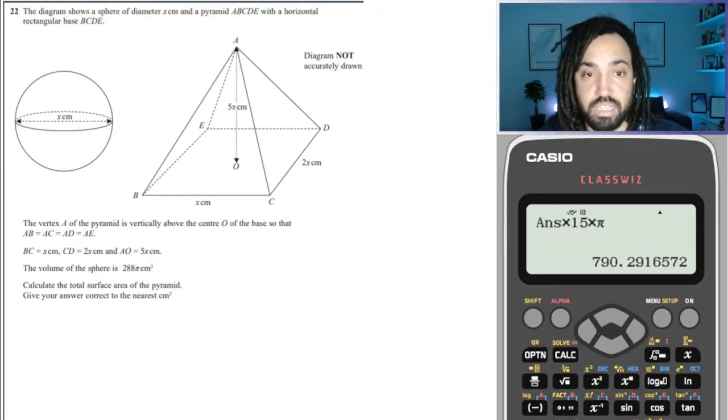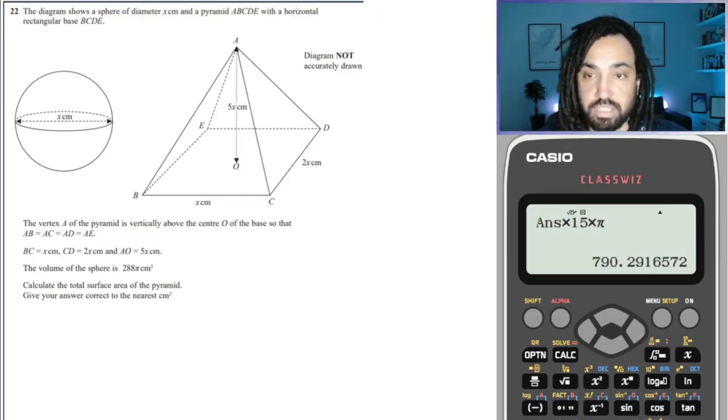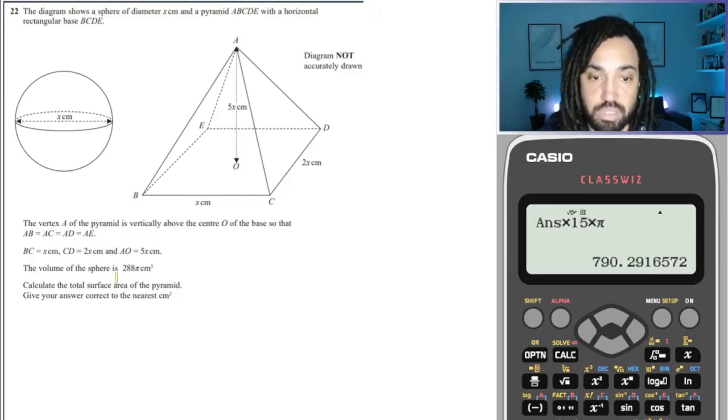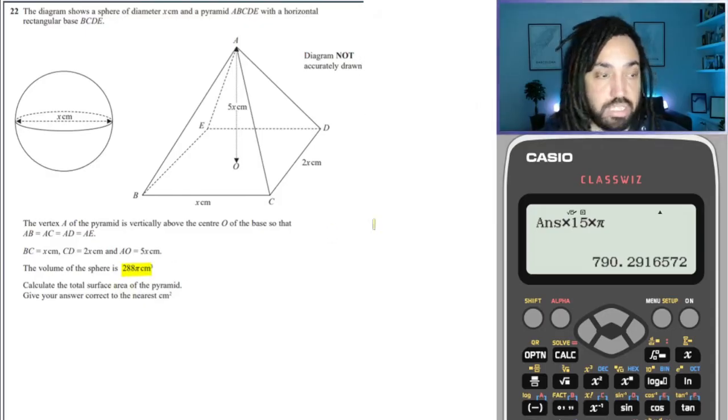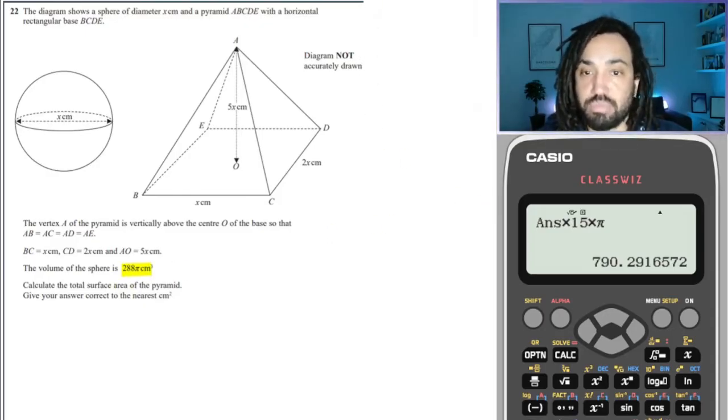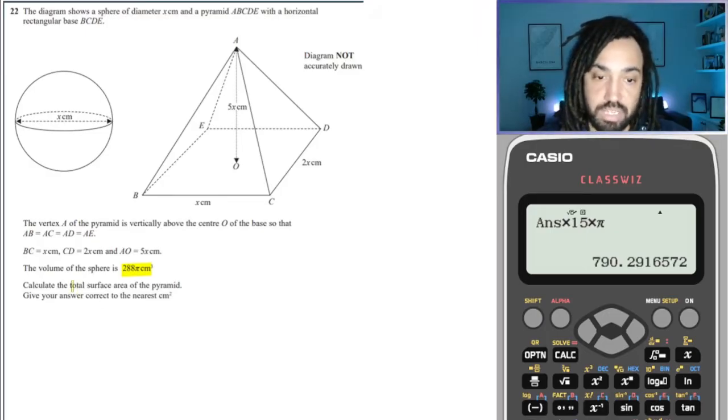Okay, this looks like a really tricky question. We've got a sphere and we've got a pyramid, and nothing too interesting there. It does say the volume of the sphere though is equal to this. That's going to be useful. So that's going to allow us to find x, and then from there we can obviously work out the total surface area of the pyramid.